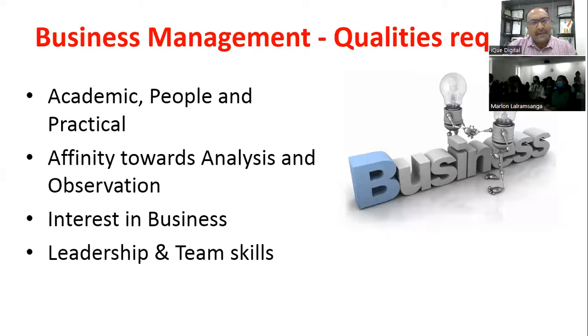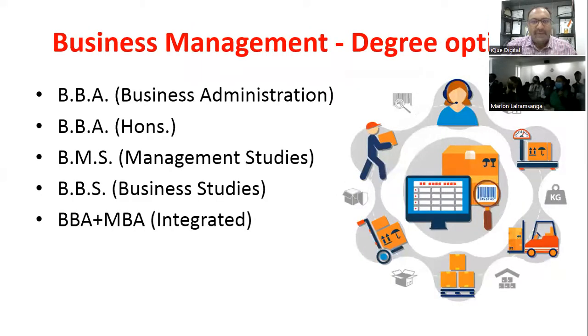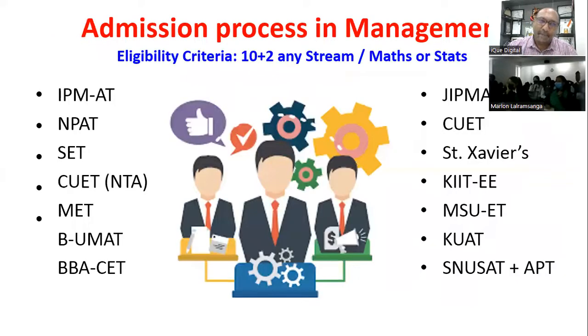Coming to business management, if you have a combination of academic and practical orientation, you have affinity towards analysis and observation, you have interest in business, and you have very good leadership and team skills, then business management could be a very good option for you. The degrees available could be 3-year BBA, BBA honors, Bachelor of Management Studies, Bachelor of Business Studies, or you could go for a 5-year integrated BBA plus MBA program.